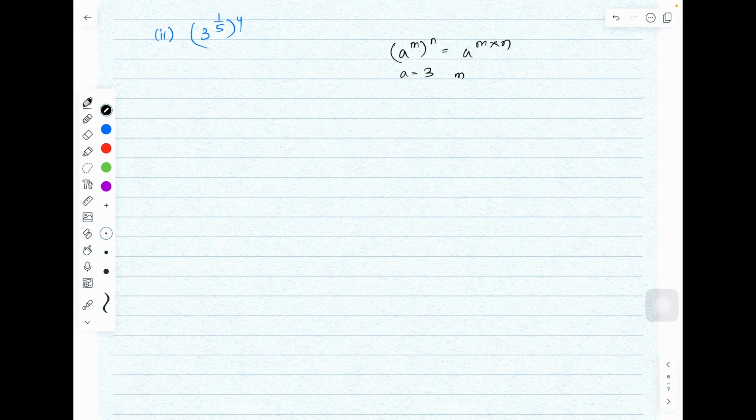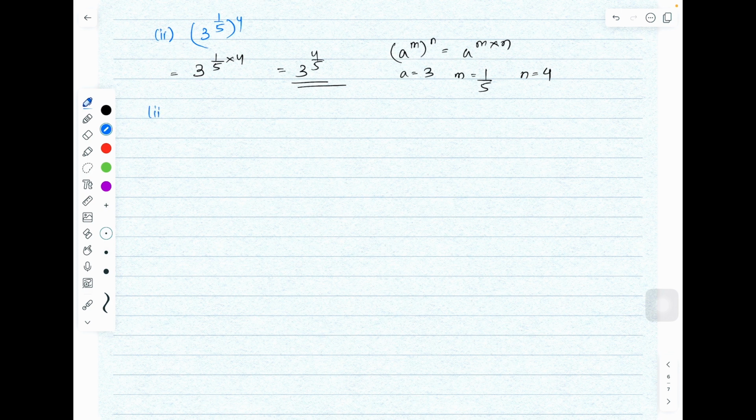Second question, it is written as 3 to the power 1 by 5 to the power 4. We have written a to the power m to the power n equals a to the power m into n. Instead of a it is given 3, instead of m it is given 1 by 5, instead of n it is written 4. So we'll substitute that: 3 to the power 1 by 5 into 4. This can be written as 3 to the power 4 by 5, which is the answer.